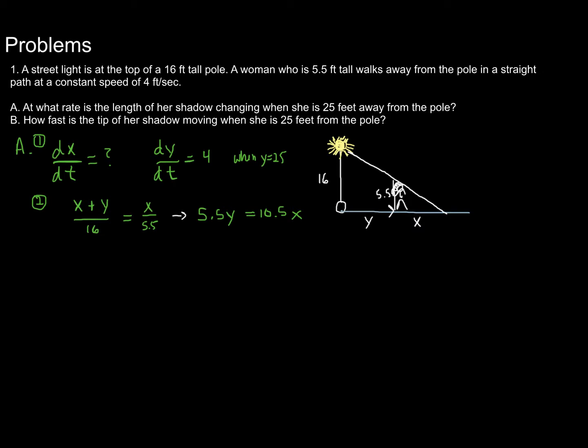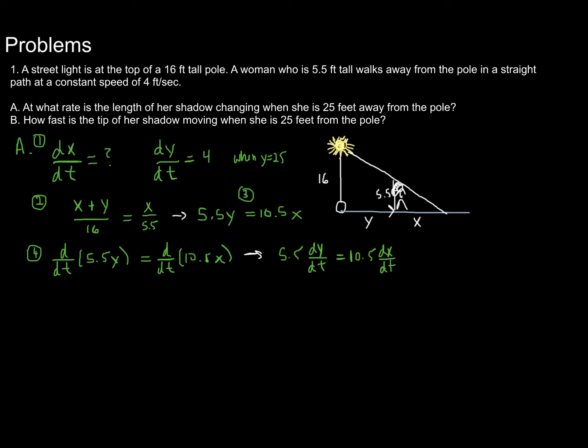At this point, I'm good to go ahead and differentiate if I'd like, but if I wanted to simplify this even more, I could divide on both sides by 5.5 so that I would have a little bit less work to do after I differentiate. And you certainly can do that, but I might just go ahead and differentiate now with respect to t on both sides of my equation.